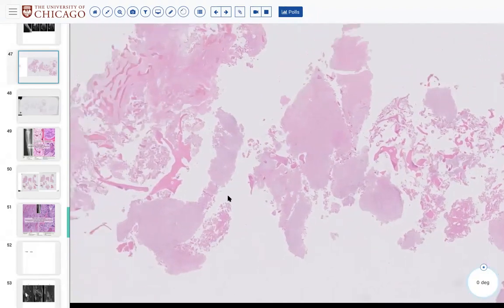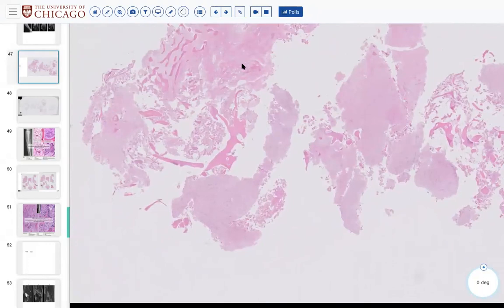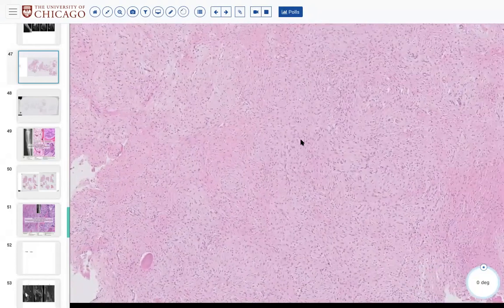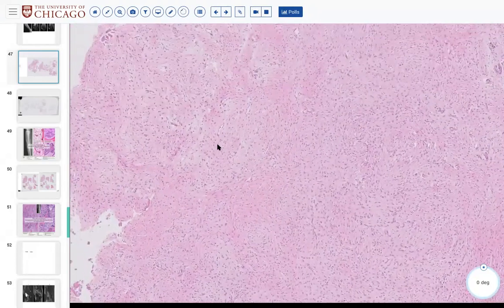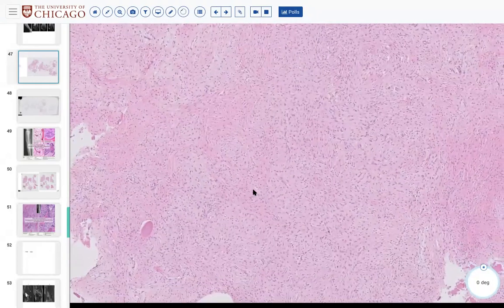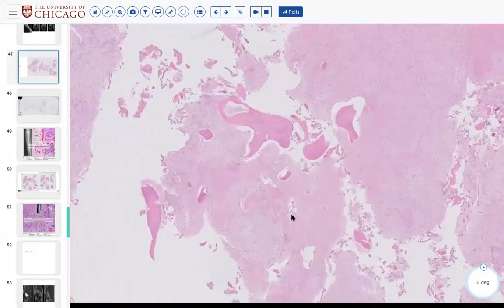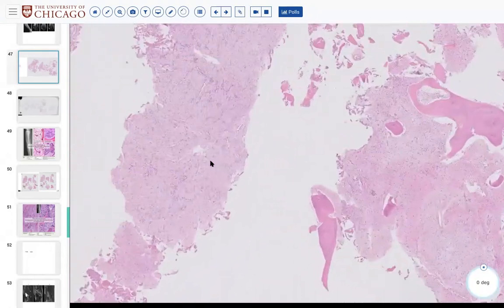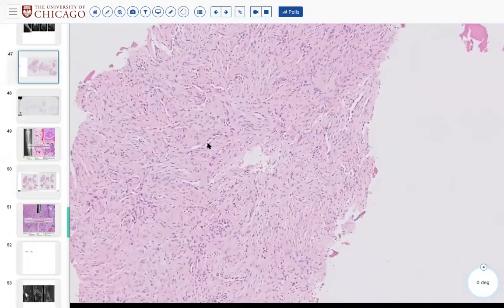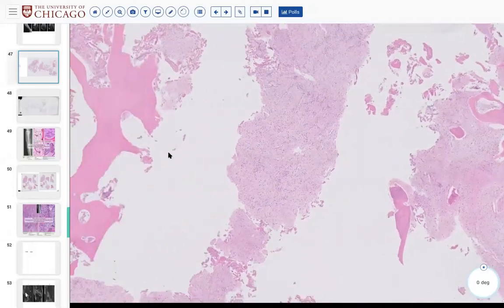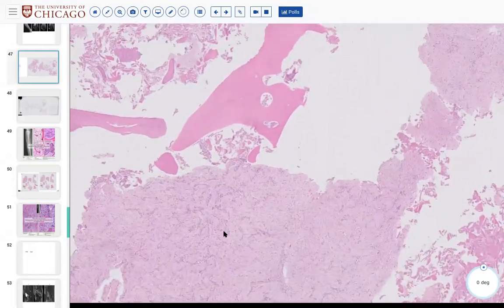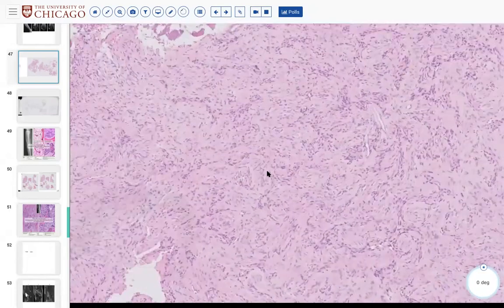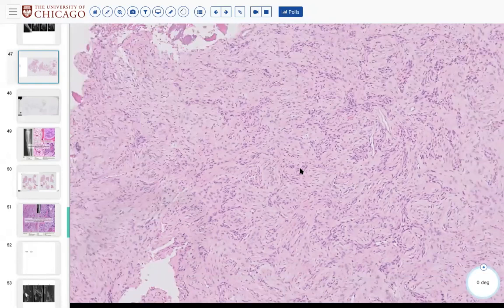So I'm seeing a proliferation of bland spindle cells. They form kind of a storiform pattern. They are bland. I didn't see any mitoses. Some blood vessels. So it reminds me of the appearance of fibromatosis in soft tissue tumors. That is the impression that I got when I see it.